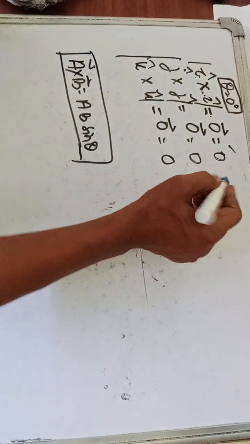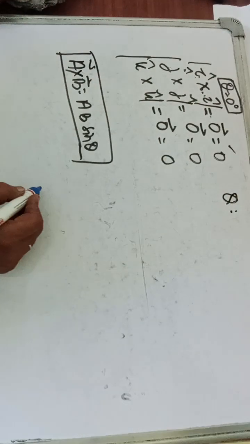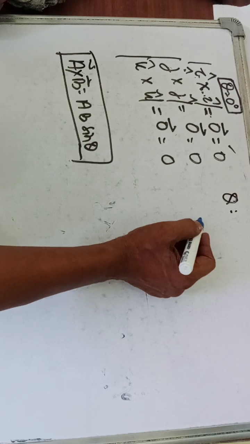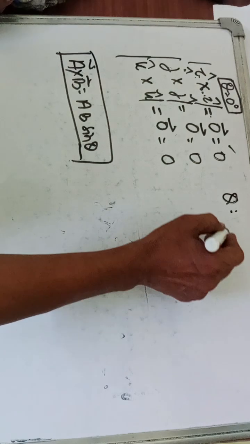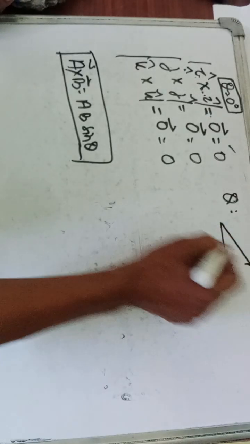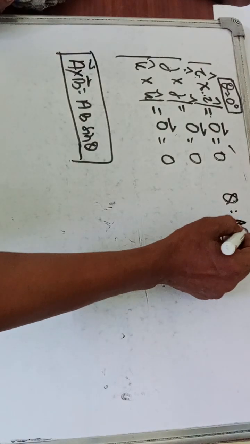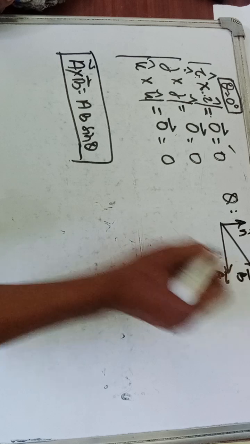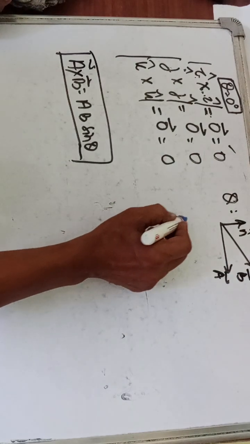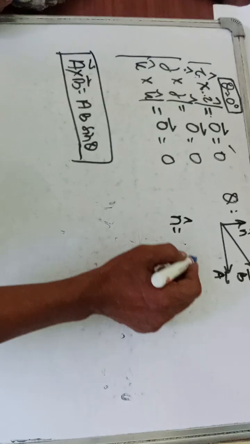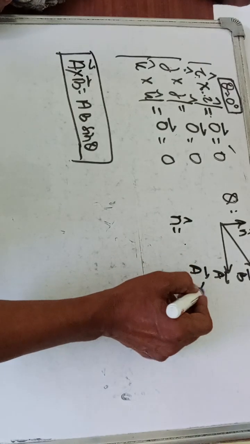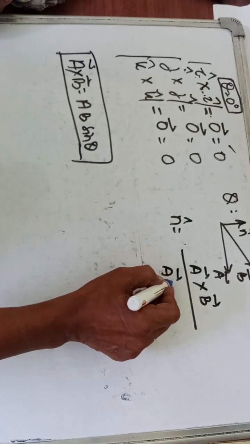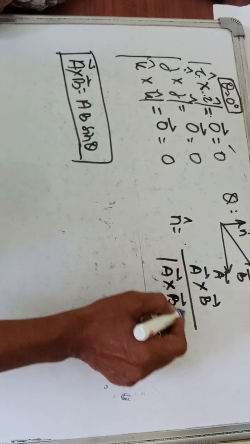And the question is, what will be a unit vector perpendicular to A as well as B? Suppose we have vector A, we have vector B, and a vector N which will be perpendicular to both A and B. In that case, the unit vector that is perpendicular to both A and B will be A cross B divided by the magnitude of A cross B.